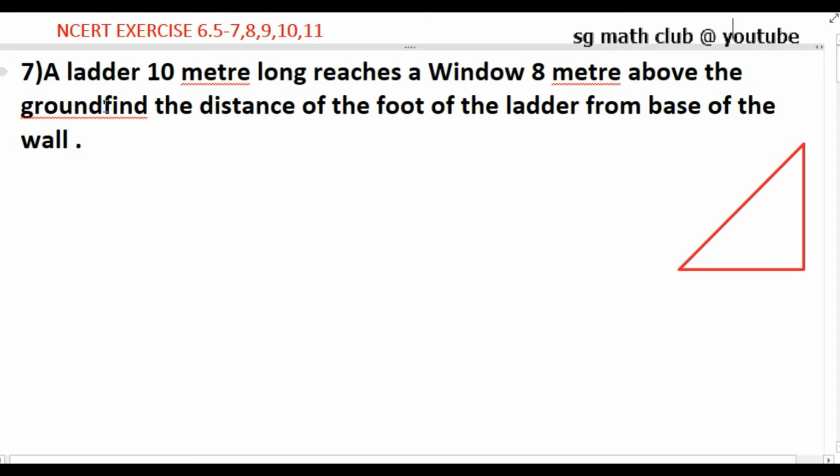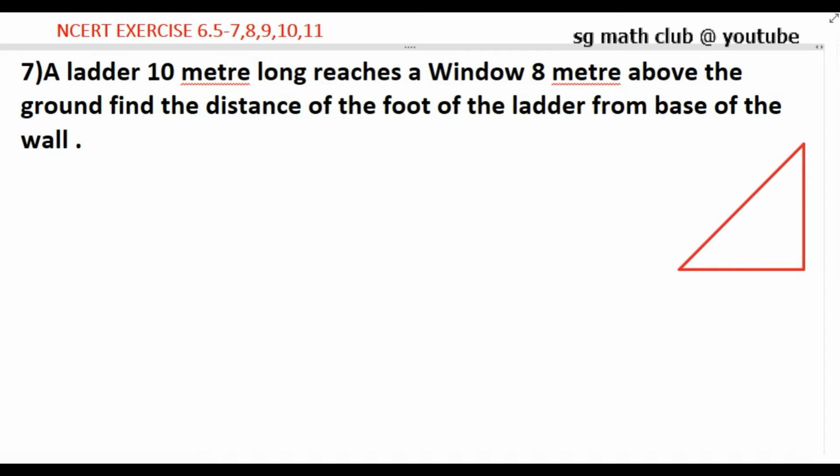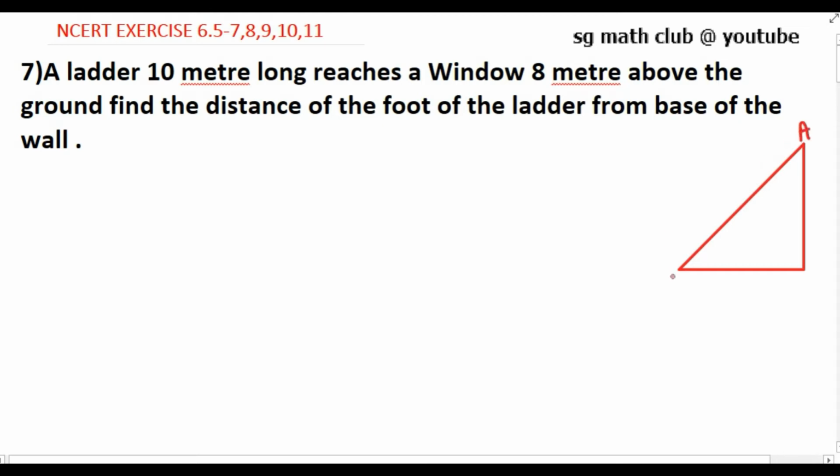The first question is, a ladder 10 meter long reaches a window 8 meter above the ground. Find the distance of foot of the ladder from the base of the wall. So let AC be the ladder. The length of the ladder is 10 meter and it reaches a window 8 meter above the ground. So let AB be the window and it is 8 meter above the ground. We need to find distance of foot of the ladder from the base of the wall. BC we need to find.